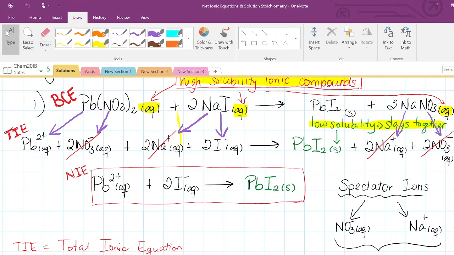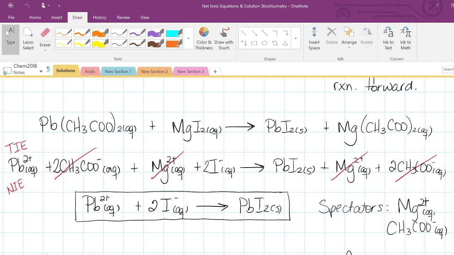Now for the second part, we're going to redo the net ionic equation, but we're going to redo it for that second reaction. So we've got lead 2 acetate in solution. It reacts with magnesium iodide in solution. It produces lead 2 iodide solid and magnesium acetate in solution. So remember, for the products here, I need to look at my solubility table to see what the states of matter are. So I've written my balanced chemical equation.